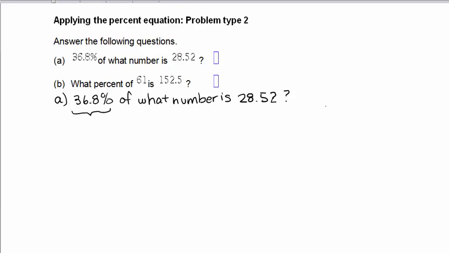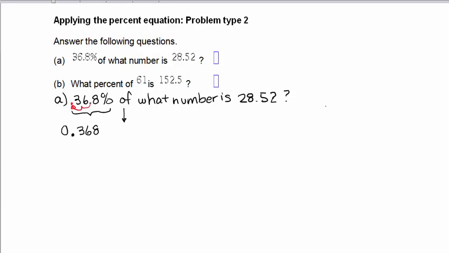So 36.8%. Remember to remove the percent, we need to change it to a decimal first. So we remove the percent sign and we move the decimal place back to the left 2 places. So there's our new decimal point. So it becomes 0.368, and I like to put a 0 out there.